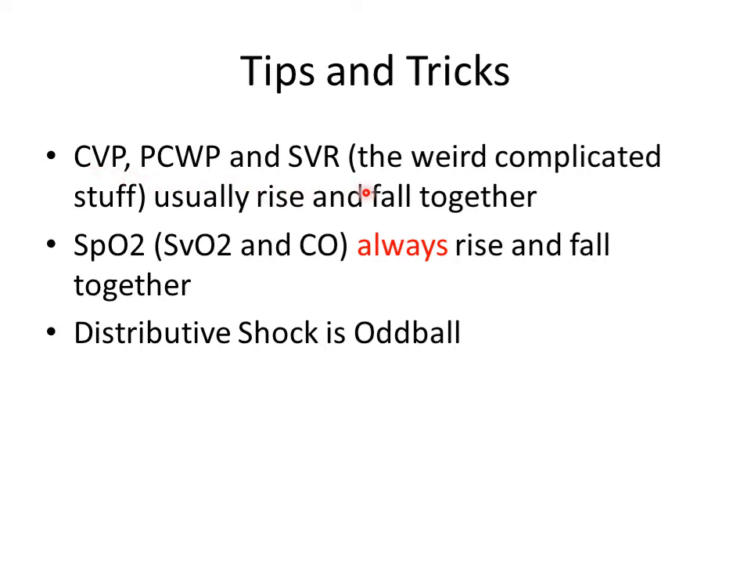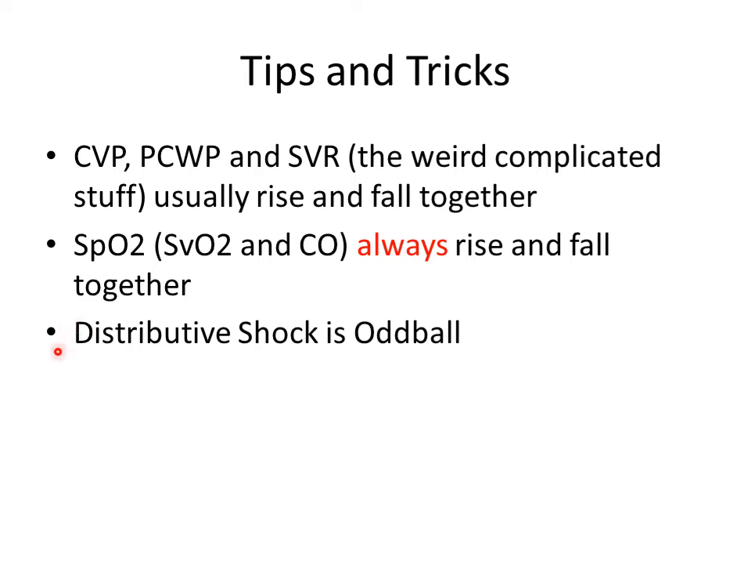Now, to learn about our tips and tricks, we have to consider that CVP, PCWP, and SVR usually rise and fall together. These are the weird, complicated stuffs. And meanwhile, the easier stuffs are those which contain the letter O, the SvO2 and the CO. It is actually SvO2, the venous oxygen content. So SvO2 and CO, cardiac output, will always rise and fall together. So when SvO2 decreases, cardiac output also decreases. When SvO2 increases, cardiac output also increases. And the CVP, PCWP, and SVR will usually rise and fall together, not always, but usually. And these two will move in the opposite direction. So when SvO2 and CO fall, then CVP, PCWP, and SVR will rise.